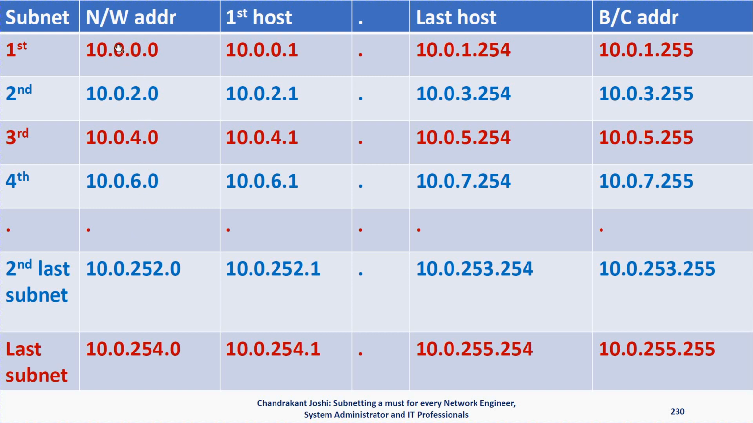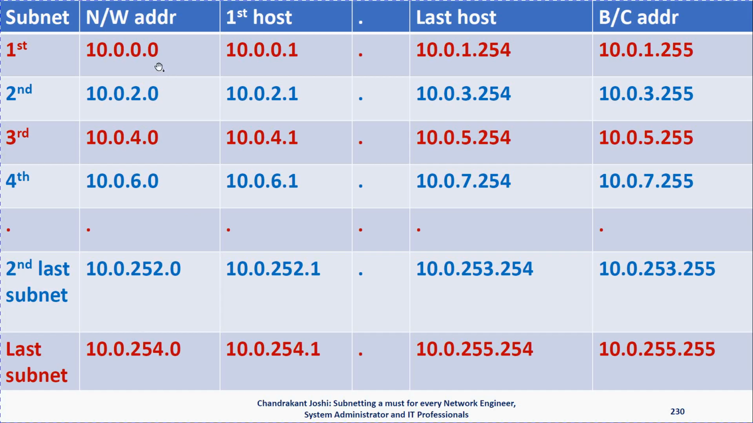So with this 0 we have got 0, 2, 4, 6, 8 and so on. Now with 1 we have got 0, 2, 4, 6, 8 and so on. Then with 2 we will have 0, 2, 4, 6, 8 and so on. With 3 we will have 0, 2, 4, 6, 8 and so on. So like this all the way we will have up to 255.